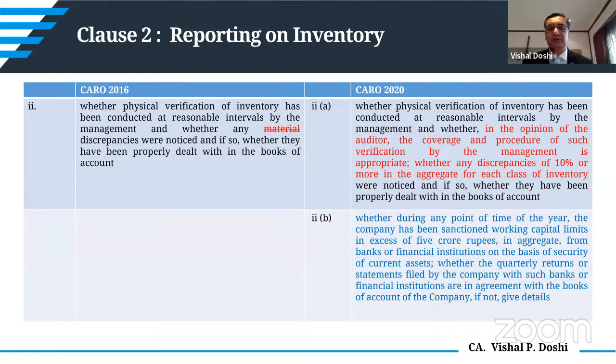Under 2B, what is there is 5 crores. We said about the loans being borrowed on the security of current assets, trade receivables, inventories, and that. So here the threshold is of 5 crores of the sanction amount. There is no such threshold in Schedule 3.